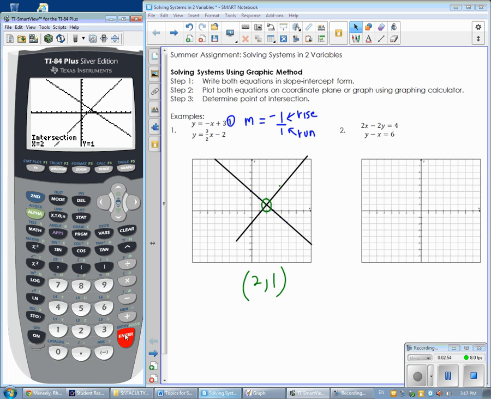Now sometimes your equations aren't in slope-intercept form. If we take a look at example number 2, we've got two equations that are not in slope-intercept form. If I'm going to use the graphing method, it really is helpful to rewrite both of those equations so that they're solved for y.